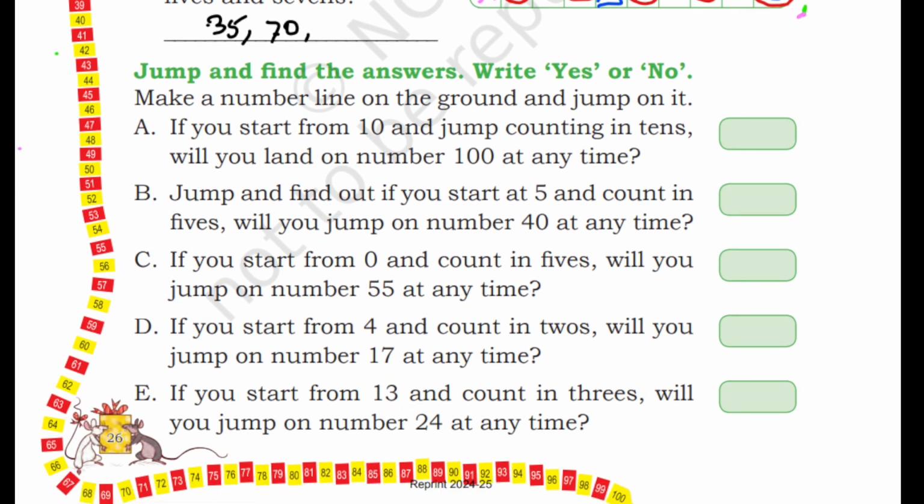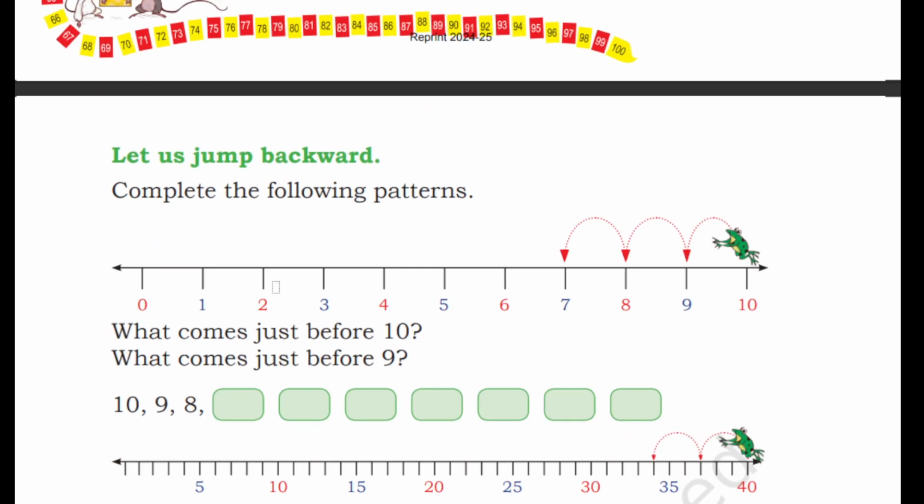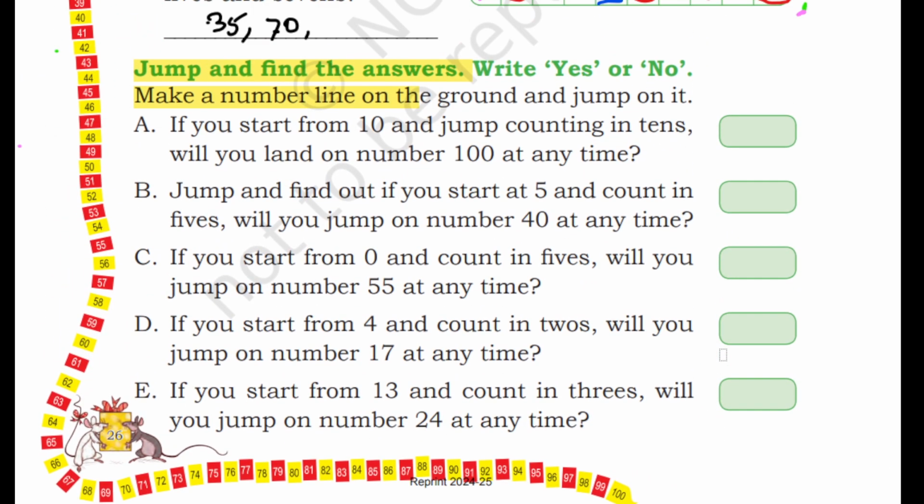Okay, so let's see the next one. Jump and find the answer. Write yes or no. So it's a yes or no question. So now what they're asking, make a number line on the ground and jump on it. So this is your class activity. So what you have to do is make a number line. So we have a number line. It's 1 to 10. So if you start from 10 and jump counting in tens, will you land on number 100 at any time? So it is a number question.